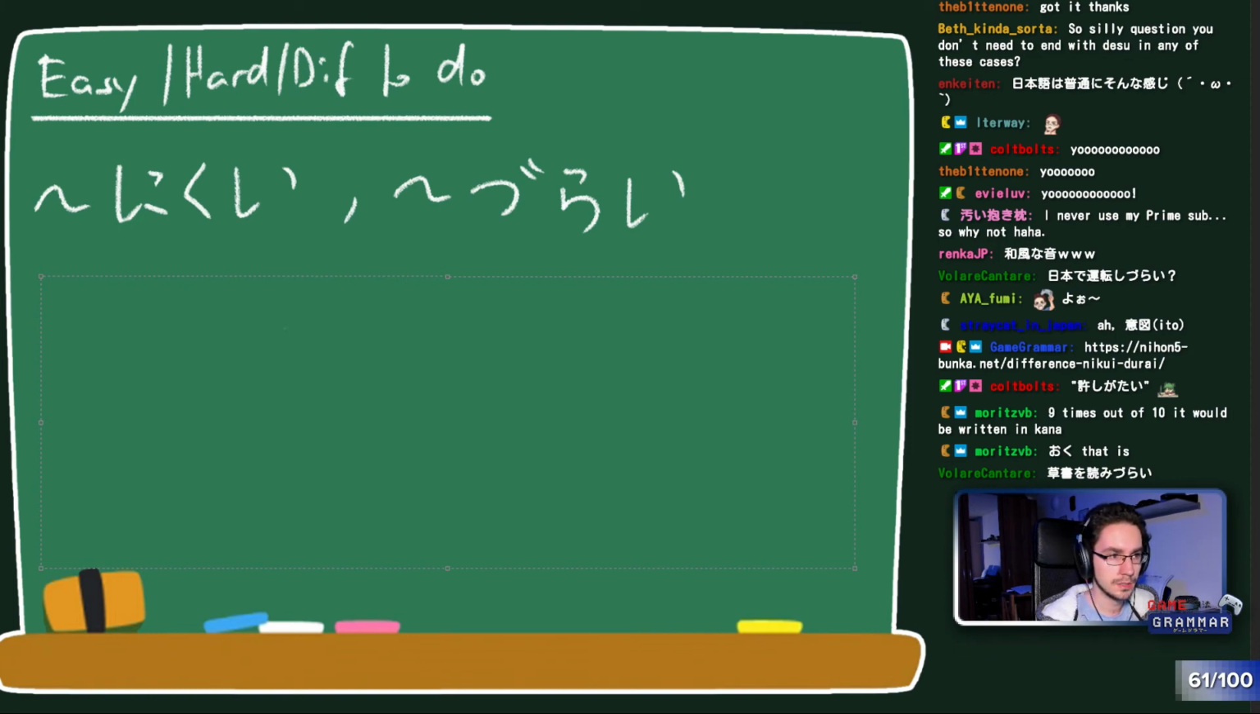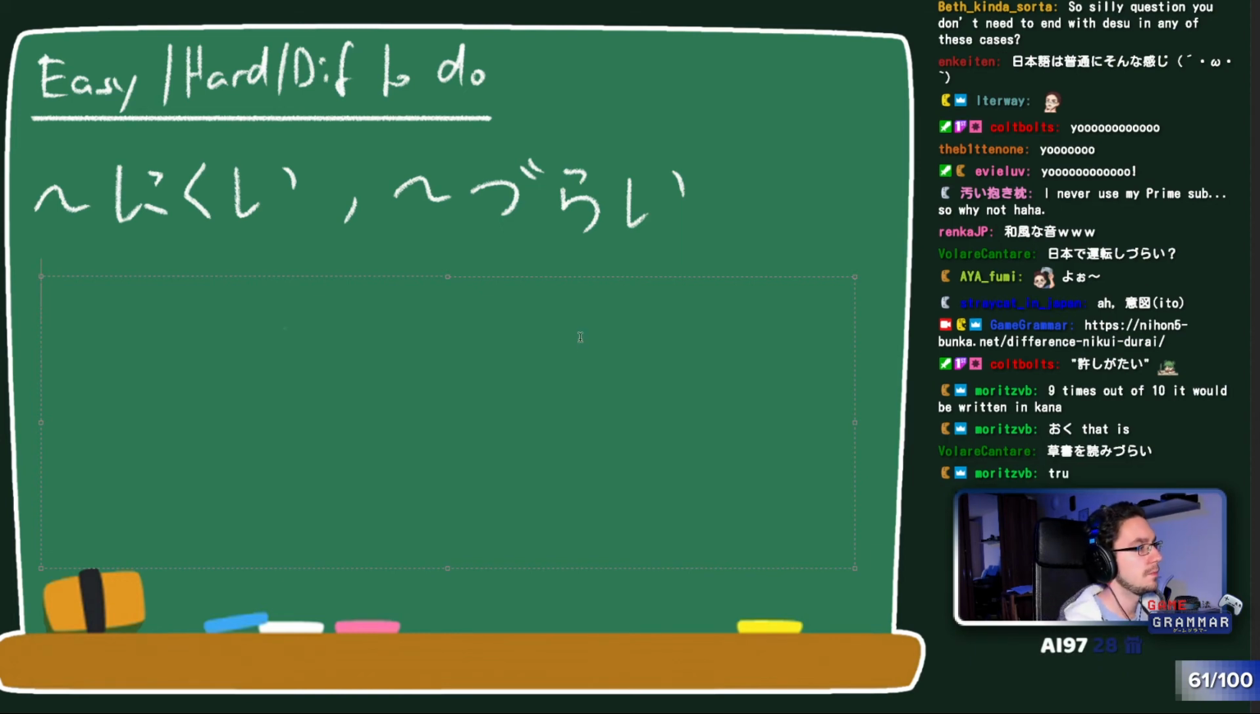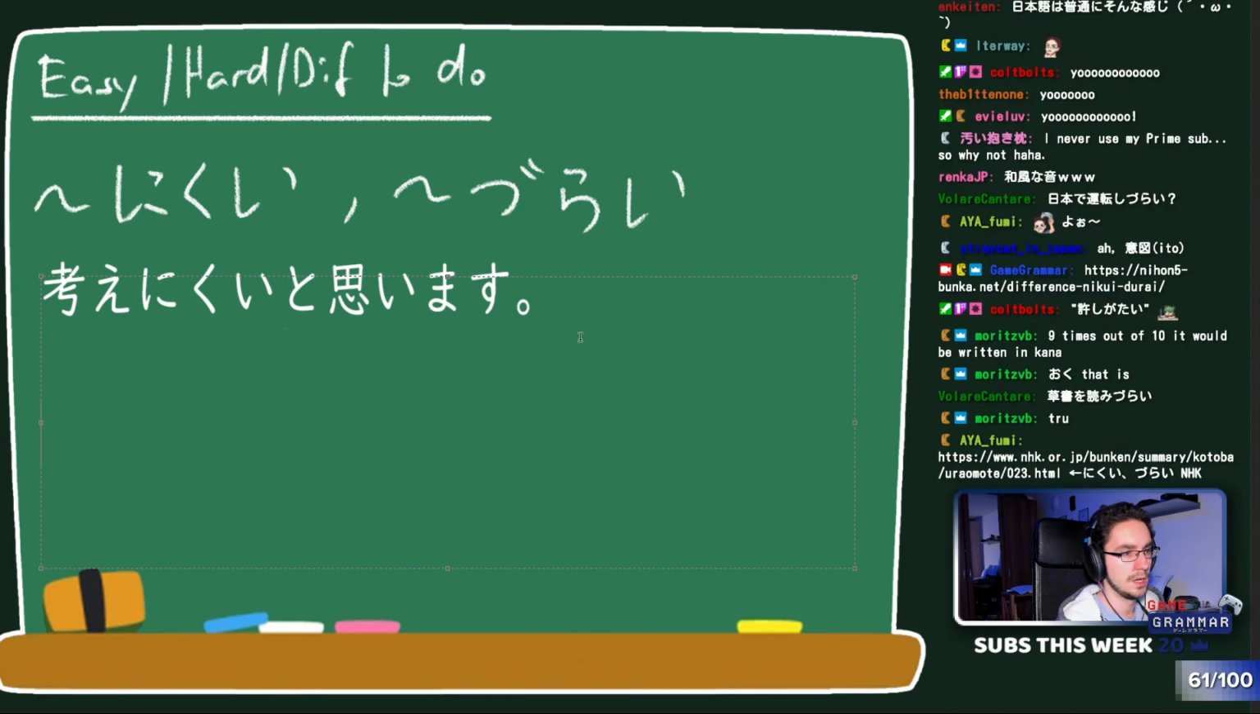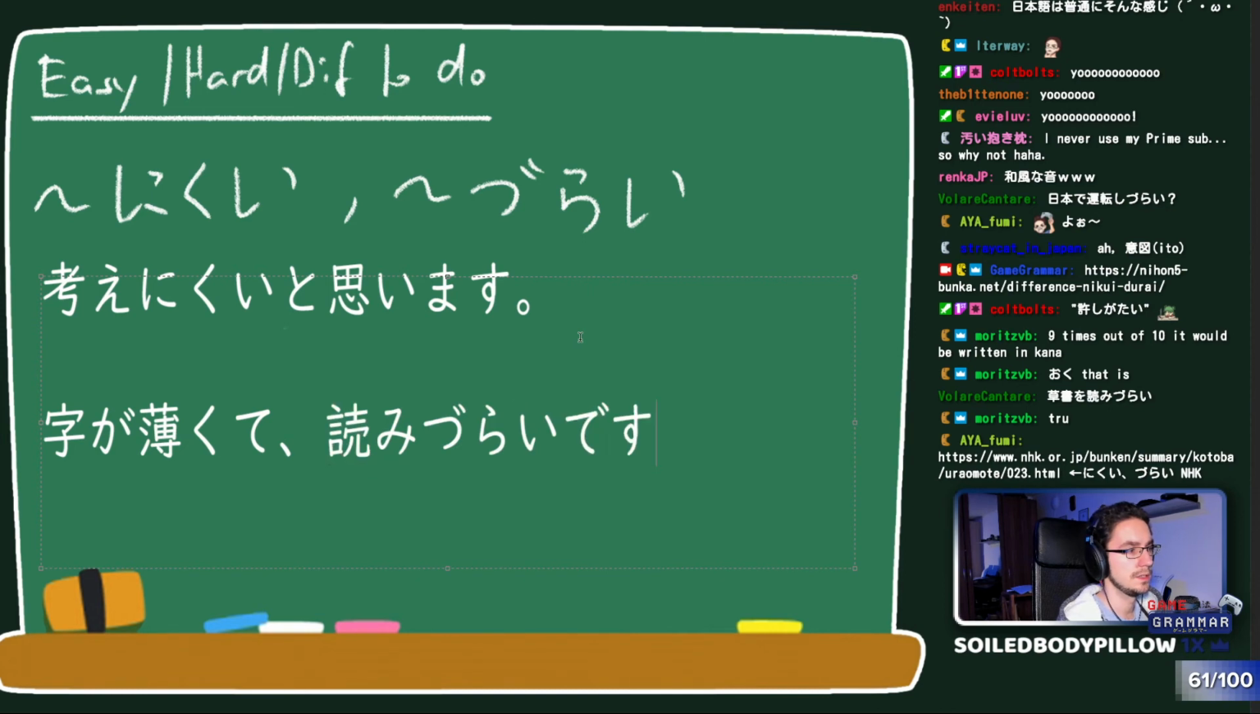How about this one, right? So here we have an example that would be 考えにくいと思います. This would be an example of using nikui. Let's do one with zurai. 字が薄くて読みづらいです。There we go. Nikui, zurai.